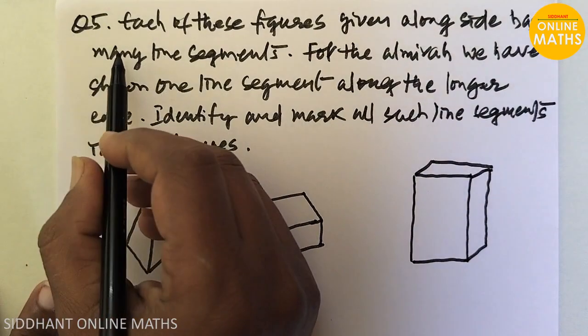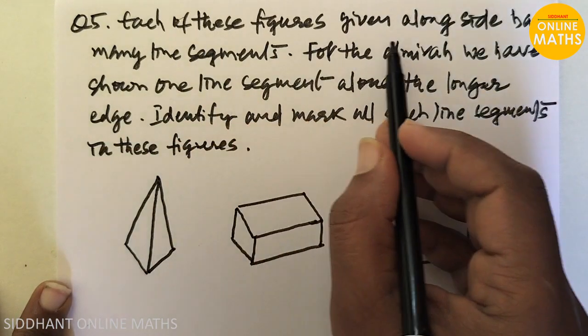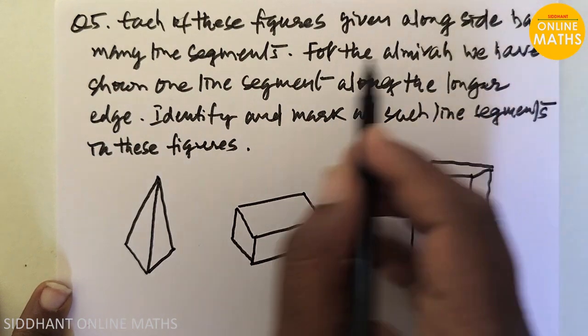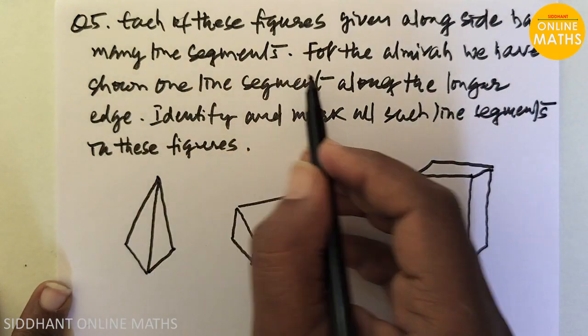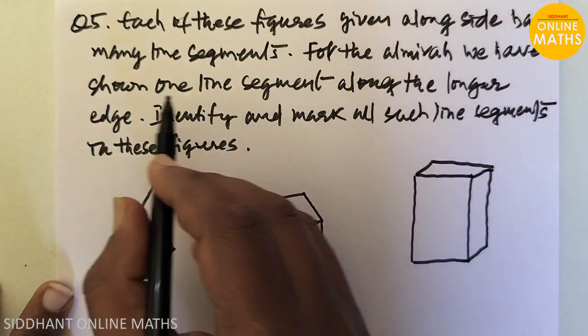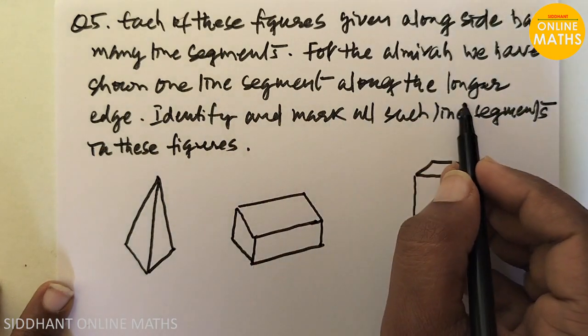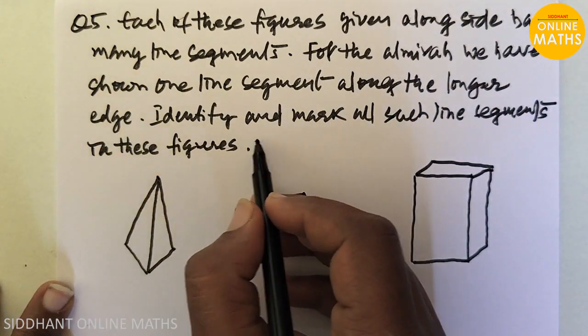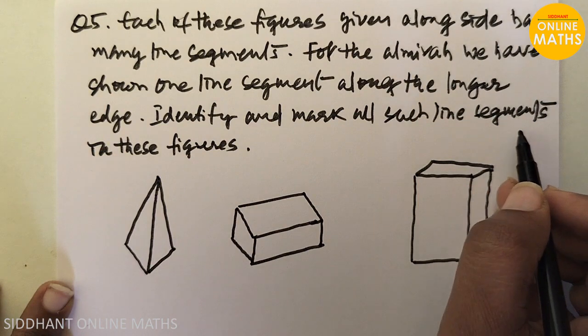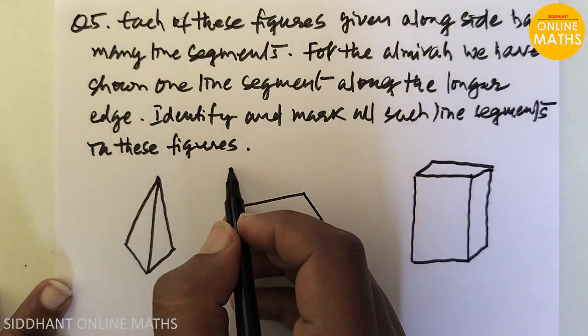Question number 5. Each of these figures given alongside has many line segments. For the example, we have shown one line segment along the longer edge. Identify and mark all such line segments in these figures.